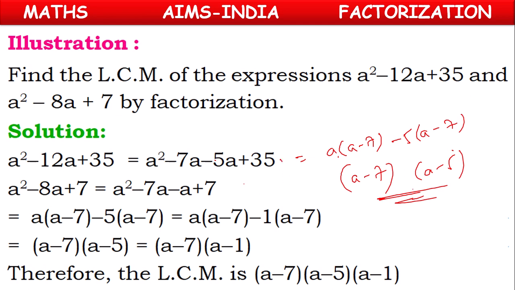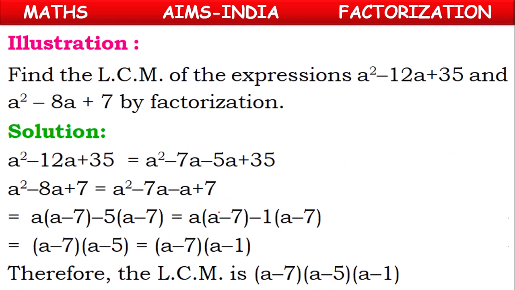So this is equal to a minus 7 into a minus 5. So here a minus 7 into a minus 5. Some steps are wrong, children, here. So this one is directly equal to this one. Okay. Next. Actually here we can write a minus 7 into a minus 5.